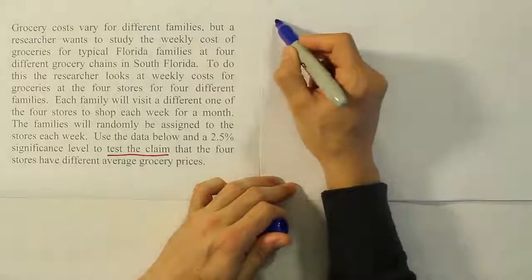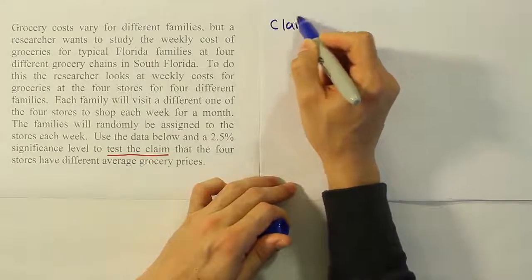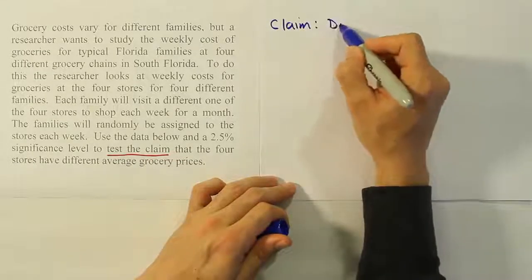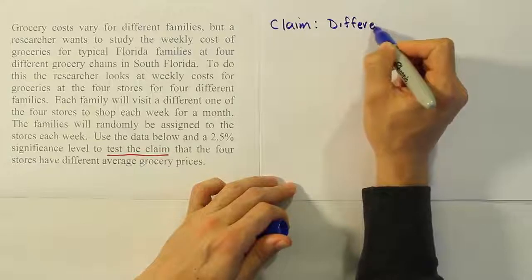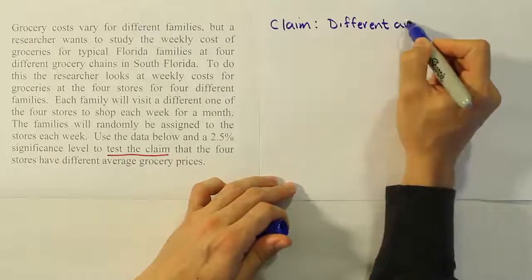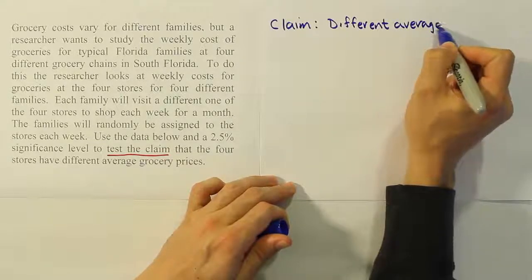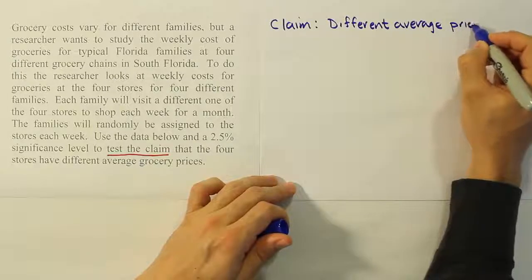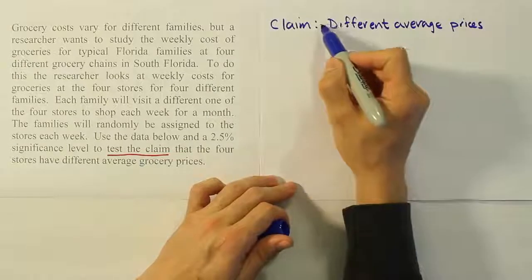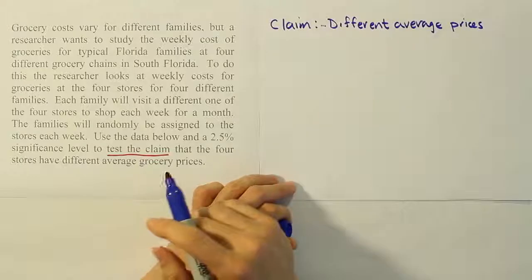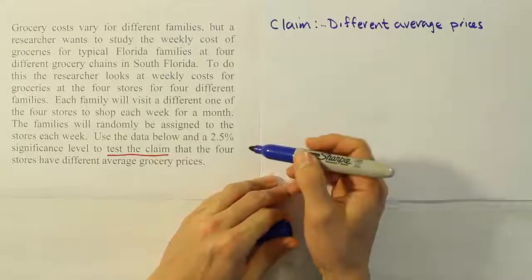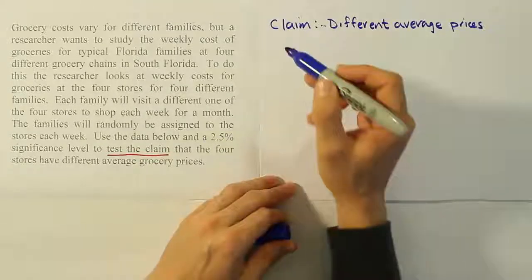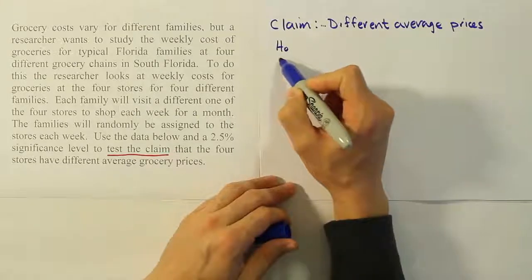So the claim is that they have different average prices. Okay, so I've abbreviated some of the words before this. But we're saying the claim is that the 4 stores have different average grocery prices. All right, let's get H0 and HA from there.